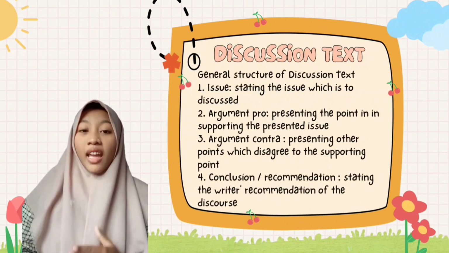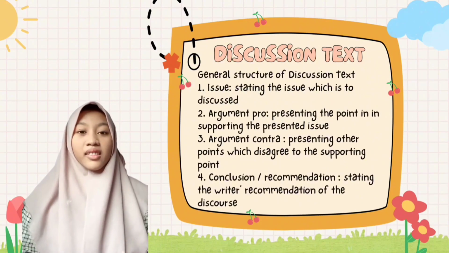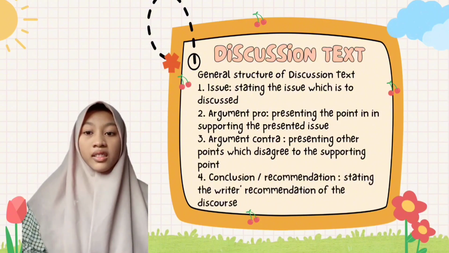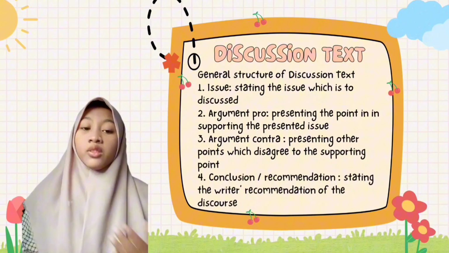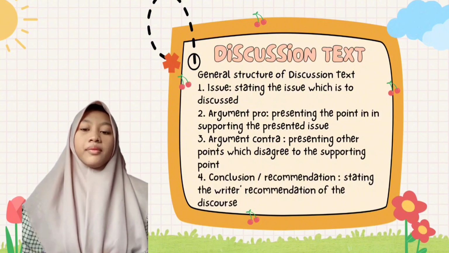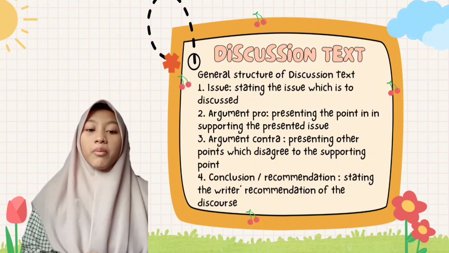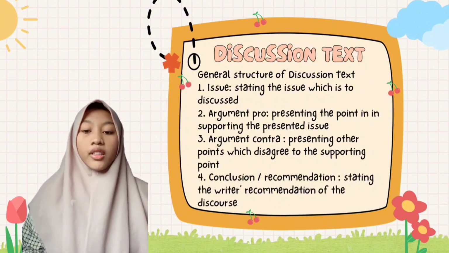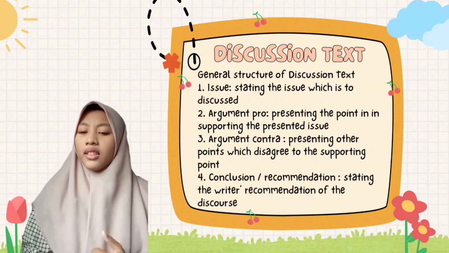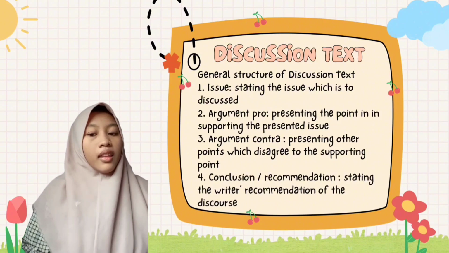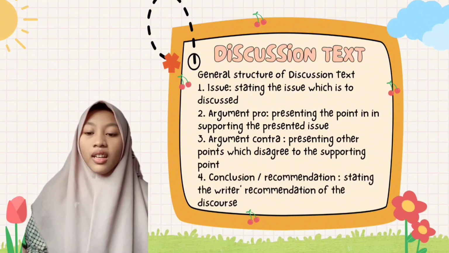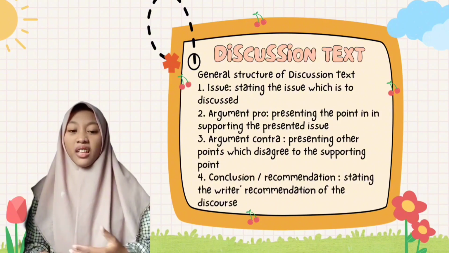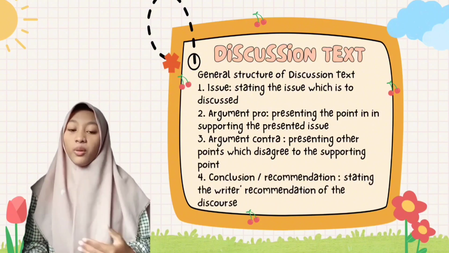Of course, every text has a structure. In the discussion text we have the following structure. The first paragraph at the beginning is the issue, the introduction of the topic to be discussed. Next, there are supporting points in the second paragraph. After the issue, in the supporting point, you will be told the pro on the topic we are discussing. After the pro, of course, there are contra in the next paragraph. Lastly, there is the conclusion, also called recommendation.